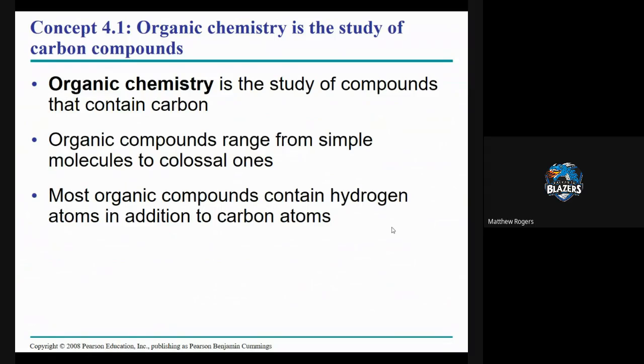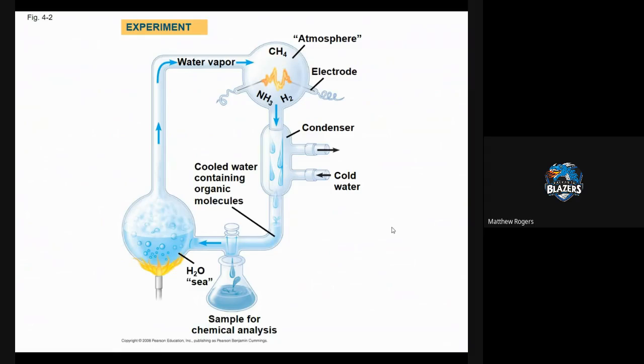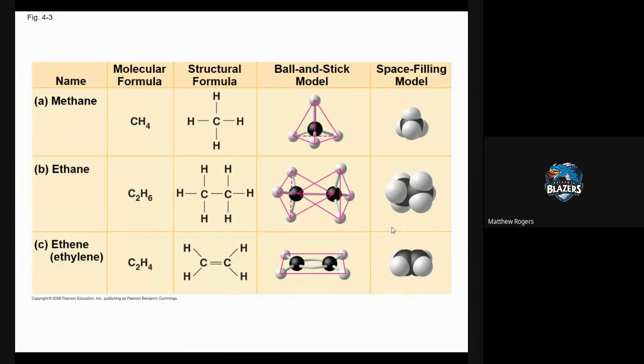Organic compounds range from really tiny little guys to some that are visible by the naked eye as one compound. Almost all of these have carbons, and most of them also contain hydrogen in some form, either directly on the carbons or on another atom that's connected to the carbon. We'll skip that for now.